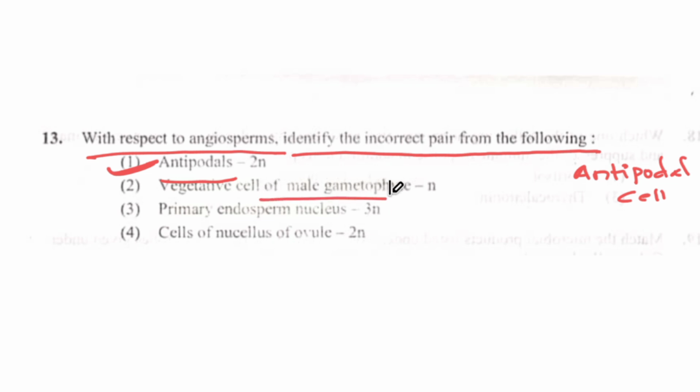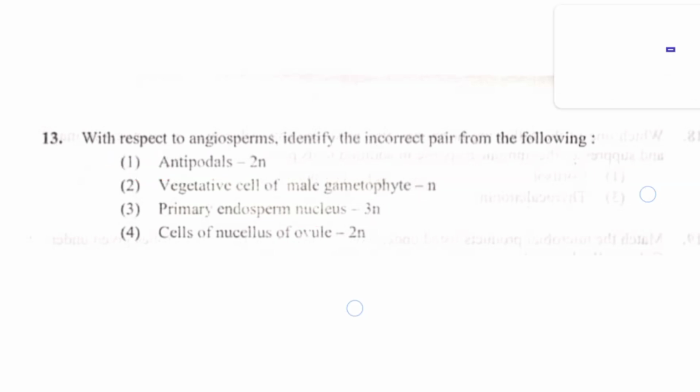Vegetative cell of male gametophyte, it is n. It is also true. Primary endosperm nucleus, that is 3n. It is also true. Cells of nucellus of ovule, that is 2n. The nucellus of the ovule contains a number of cells, and it will be 2n in number. So the right answer for this question will be 1. Antipodal cell, it is n.